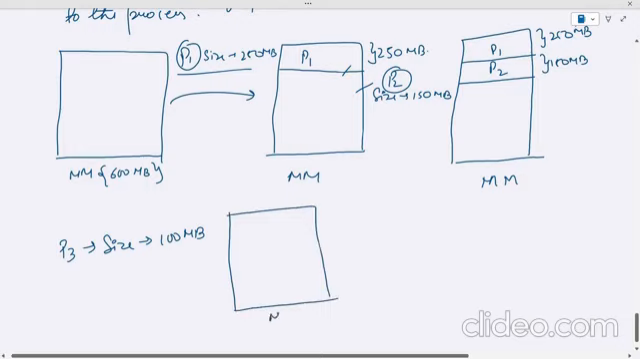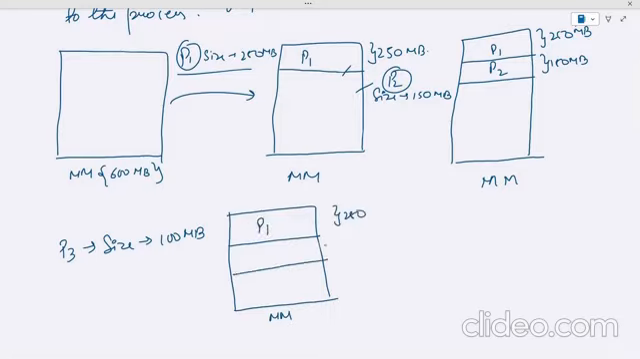This is the main memory. 250 MB allocated to P1, 150 MB allocated to P2, and there is a third process which needs 100 MB of space. So 100 MB is created in main memory and allocated to P3. Now the space left in main memory is what? 100 MB. Okay. So this is how dynamic partitioning works.